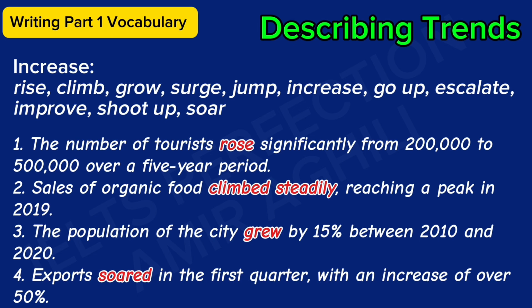2. Sales of organic food climbed steadily, reaching a peak in 2019. 3. The population of the city grew by 15% between 2010 and 2020. 4. Exports soared in the first quarter with an increase of over 50%.